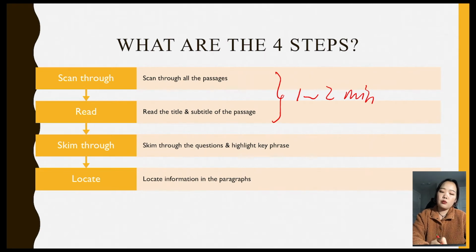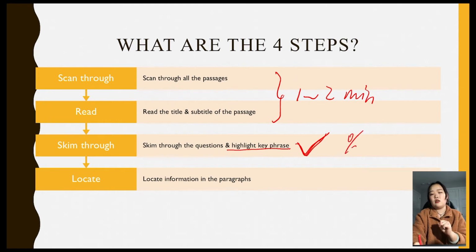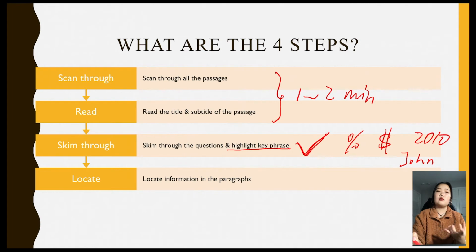Third step, skim through questions and highlight keywords. This is a very important step that can help you save time when you're scanning through the passage as well. So highlight keywords. Take your time, and do you remember the keywords that I mentioned? Symbols, time, numbers. Symbols involve percentage, dollar sign, time, 2010, a name like John. Those words you should have an easier time locating and spotting in the passage.